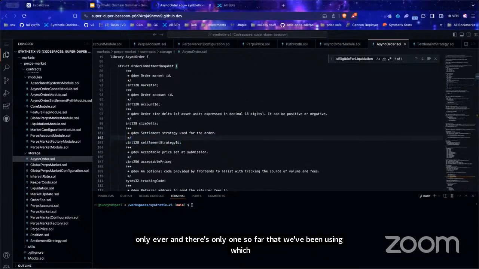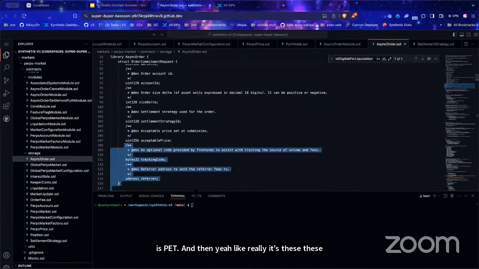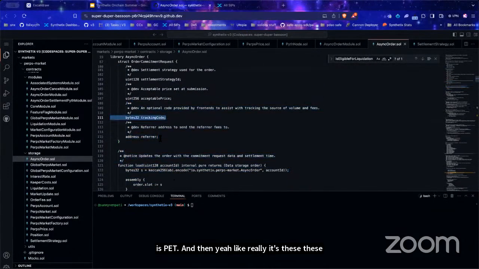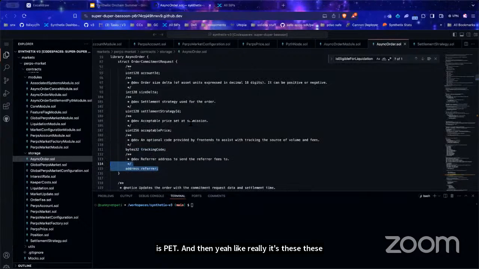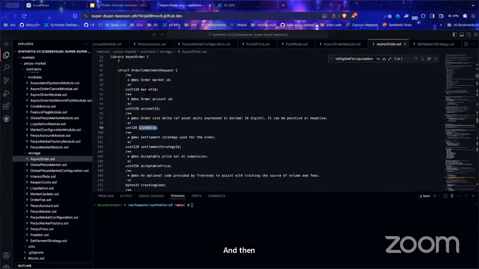And then really it's these values, and you don't have to provide this, and just the 0 address for the referrer is fine. And then that's pretty much it. You just need the market ID, account ID, and the size delta.